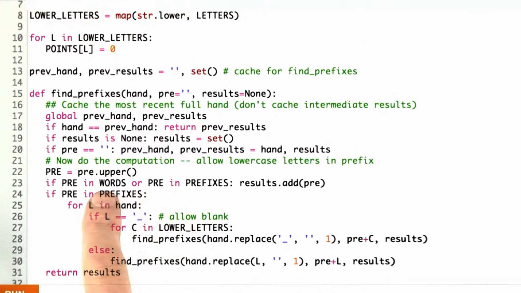So, like before, I test to see if I'm in the words, and then if I have a good prefix, I go through my letters in the hand, and here's the second change. If the letter is a blank, then I go through all the possible lowercase letters and try to find a prefix by taking out the blank from the hand and adding on the letter C onto the prefix. Otherwise, I just do what I did before. If it's not a blank, I remove the letter L and add it onto the prefix. So that's find prefixes, a very simple change.